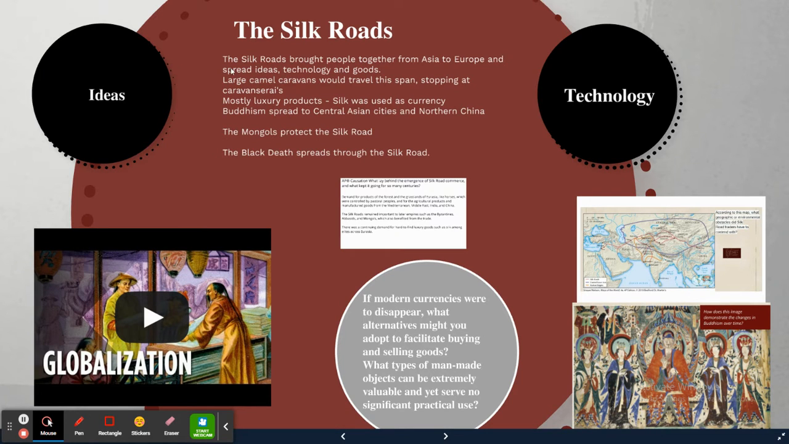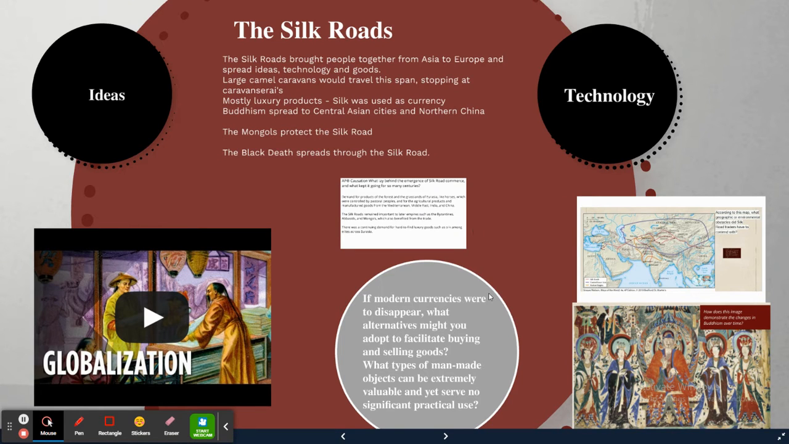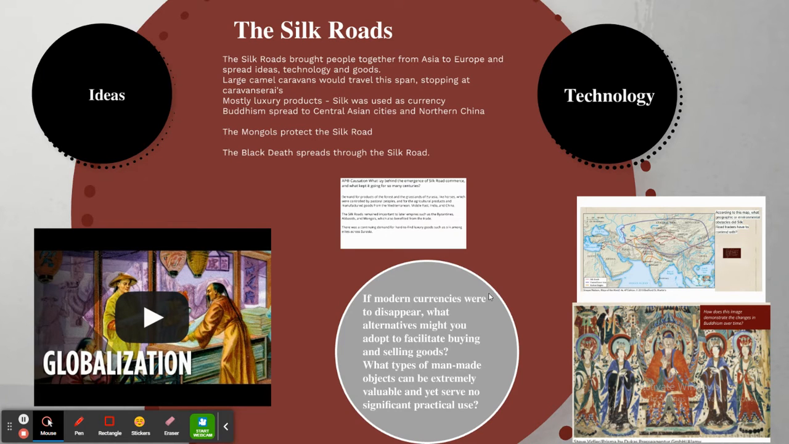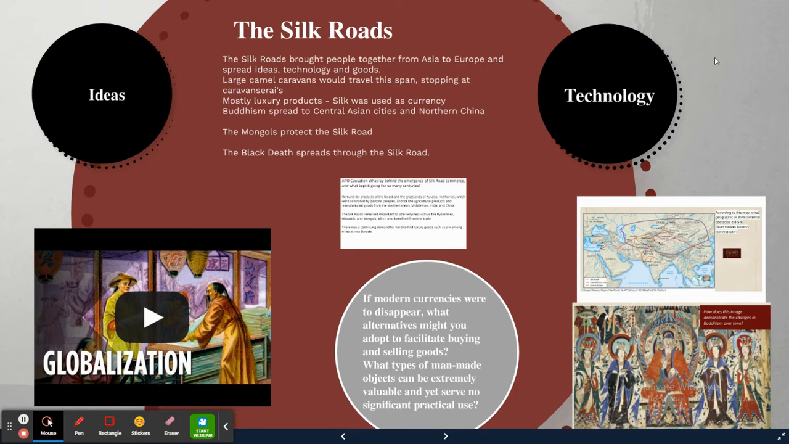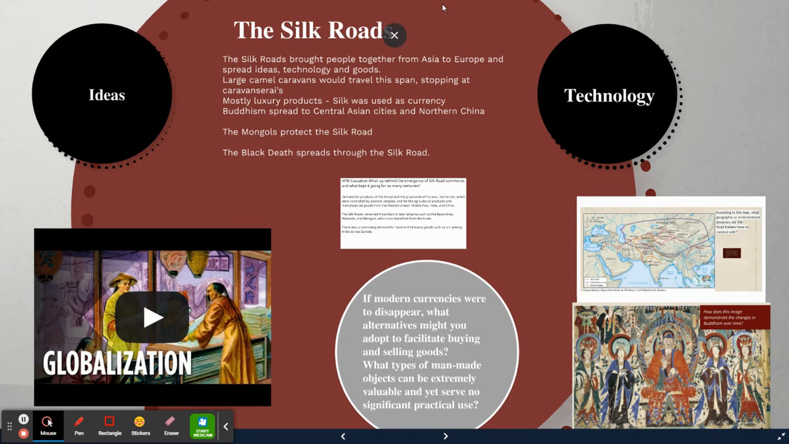Mostly luxury products are going to be brought on the Silk Road. Silk is going to be probably one of the biggest and most important ones because it was actually used as a form of currency. Think about currency, which we know as our dollar. But if all modern currencies were to disappear, what could you think of that could facilitate buying and selling of goods? During the pandemic, I would have said toilet paper because that was a hot commodity.